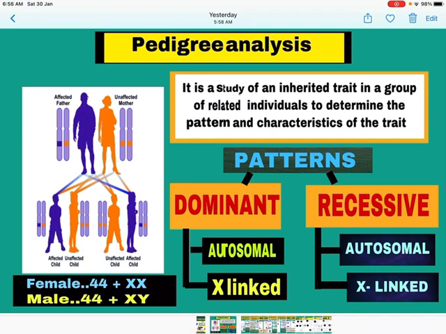Any trait has two major patterns: one, dominant, two, recessive, and further they are of two types. First, dominant autosomal and recessive autosomal. Here the gene of the trait is located on autosomes. Second, dominant X-linked and recessive X-linked. Here the gene of the trait is located on the X chromosome. Now let us see the golden rules, or you can say important clues, to identify these four patterns in a given pedigree.